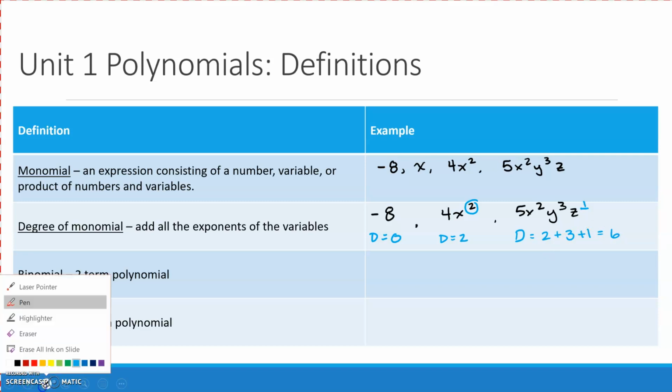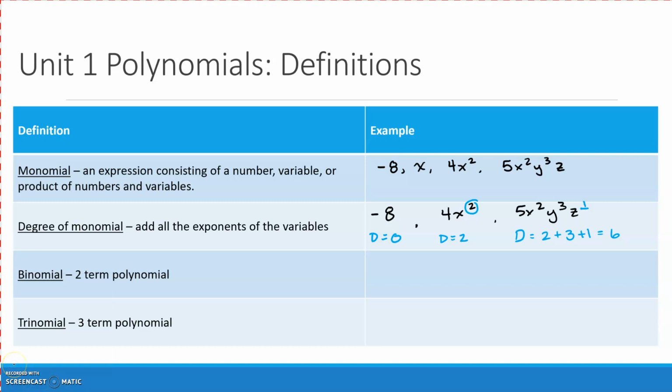Okay, a binomial is a polynomial with 2 terms. So that could look like 2x plus 1. That could look like 3x squared minus x. That could look like x minus 3x squared. Those are all 2 terms.